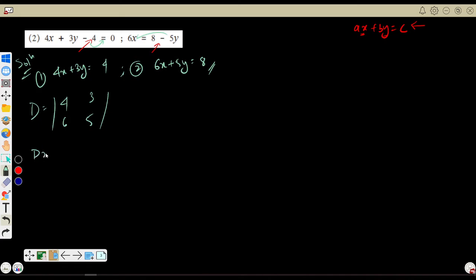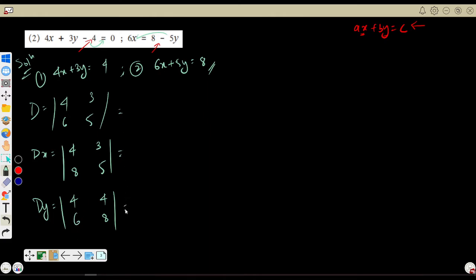After this, we find determinant dx. To find determinant dx, we replace the first column with the constants. So this will be 4, 8, and the second column remains as it is, 3 and 5. After this, we find determinant dy. In dy, what we do is we replace the second column with the constants. So this will be 4, 8, and the first column will remain as it is, that is 4 and 6.